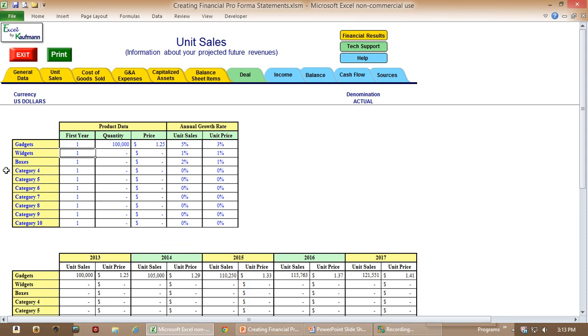What you could do in the next year, you say, I'm going to do widgets, but let's say I was going to do those in year three. And I was going to sell 75,000 to start, and I'm going to sell them for 75 cents, and I'll leave these the way they are.